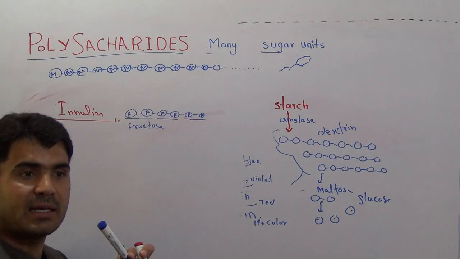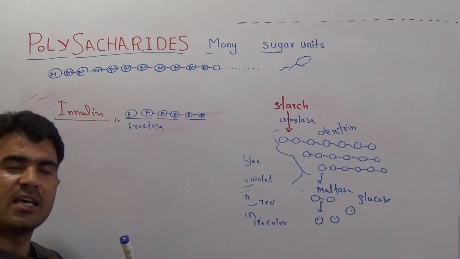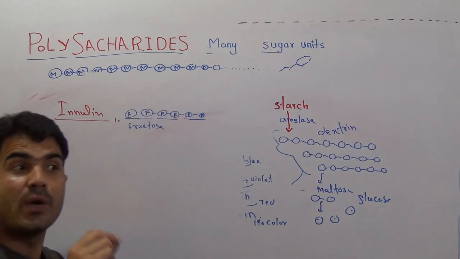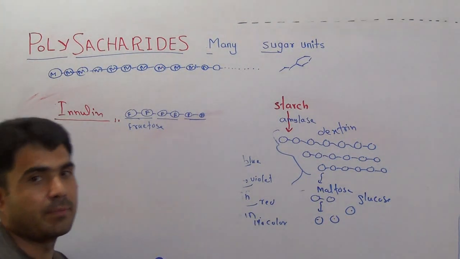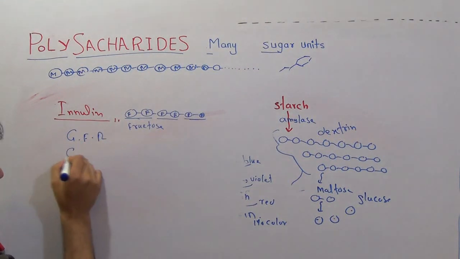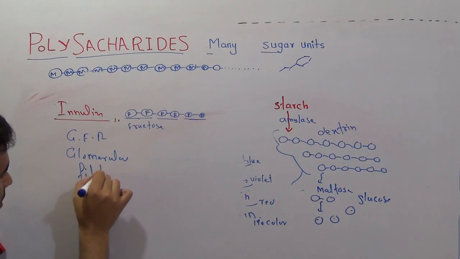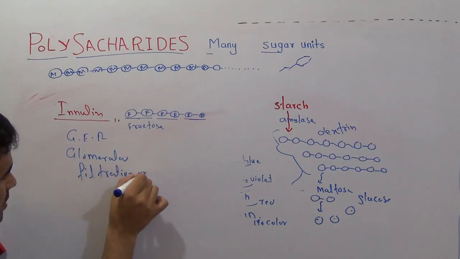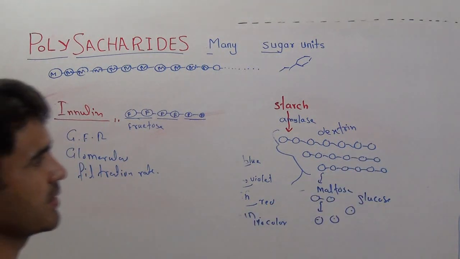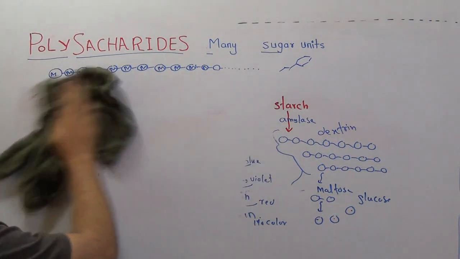And inulin is medically very important, because if you want to check the function of the kidney, whether the kidney is functioning well or not, then you can use inulin to analyze kidney function with the help of a test called GFR, glomerular filtration rate. Then we come to the third one, that is glycogen, and last we will go to cellulose.